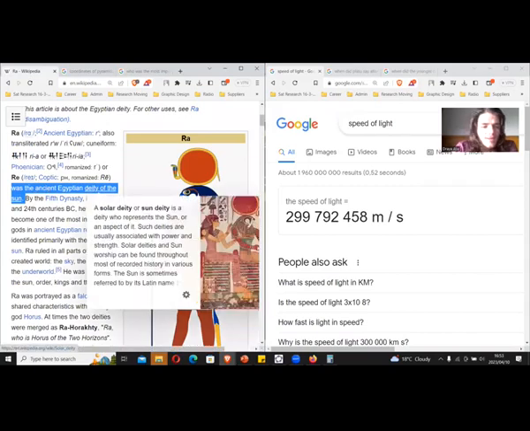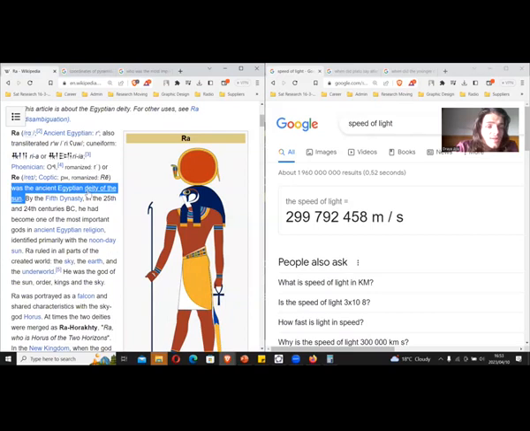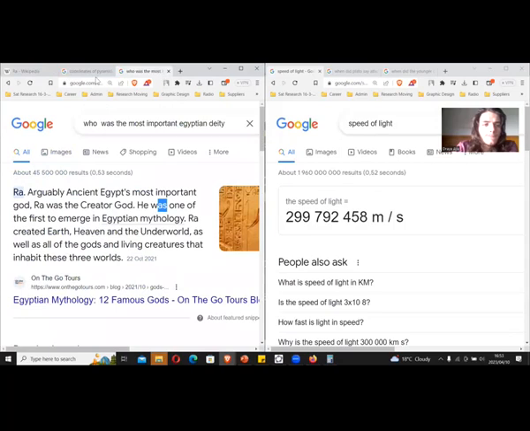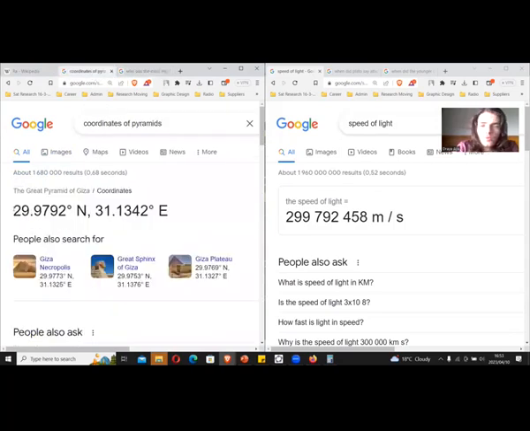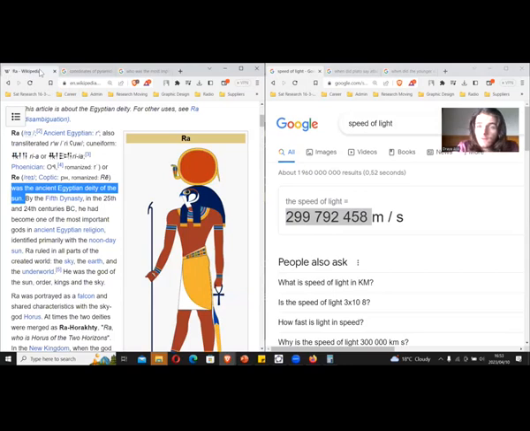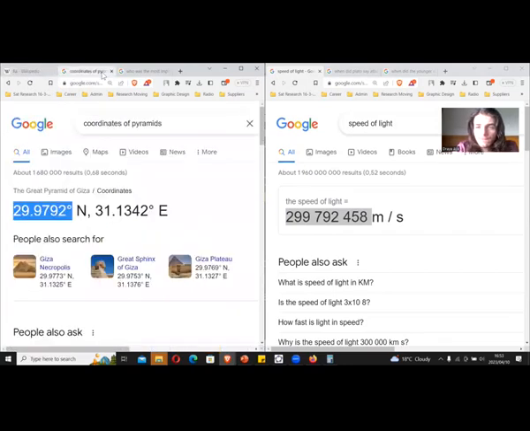If you go to the Wikipedia page, it says Ra was the ancient Egyptian deity of the sun. That's interesting. So the coordinates of the pyramids of Egypt just so happen to be the same number as the speed of light, and light comes from where? Light comes from the sun, and that was their most important deity. Are you noticing a pattern here? That maybe these stories have a little bit more to say than what we see on the surface.